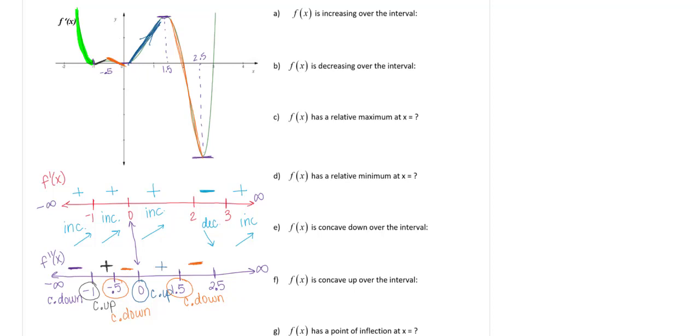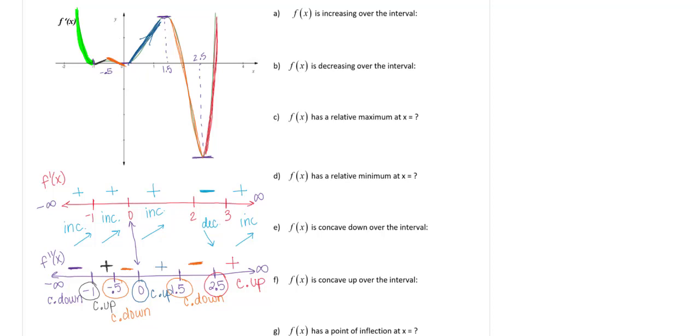And then after x equals 2.5, I can see that all the slopes of the tangent lines here will be positive, which means my second derivative is positive. My original function will be concave up in that interval, so 2.5 is also a point of inflection. So now I'm going to read the number lines and fill in the answers.